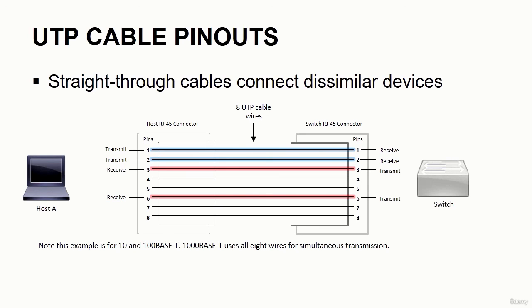Note that in the 10BASE-T and 100BASE-T standards, only 2 pairs of pins are used, pins 1, 2, 3, and 6. In the higher bandwidth standards like 1000BASE-T, all 8 wires are used simultaneously for transmission and receiving.